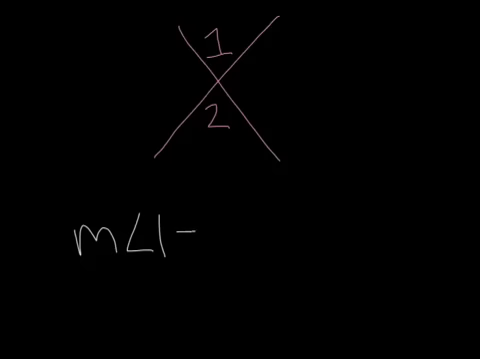They might give you a picture, and you might have to recognize how angles relate to each other. Here, angle 1 and angle 2 are across from each other. We know they're vertical, so we know they're congruent. So we can write measurement of angle 1 is equal to measurement of angle 2.